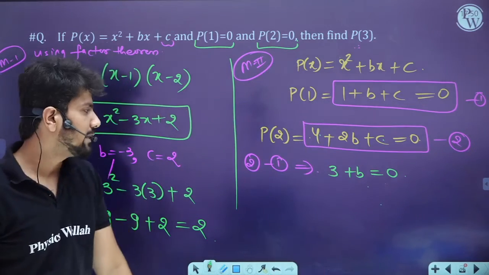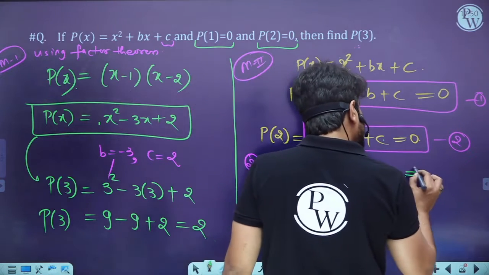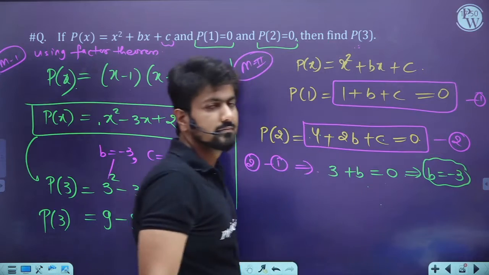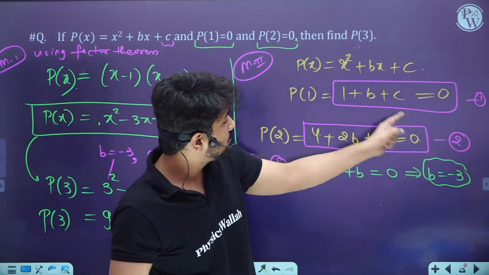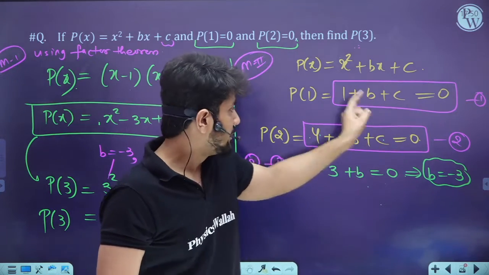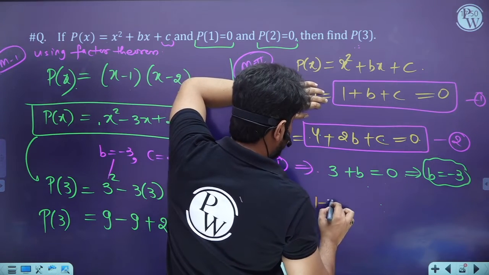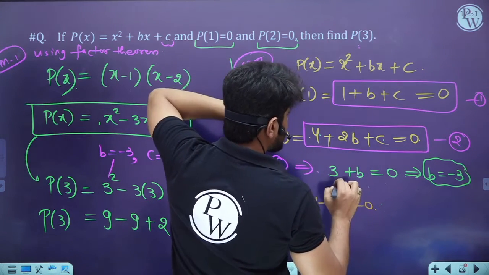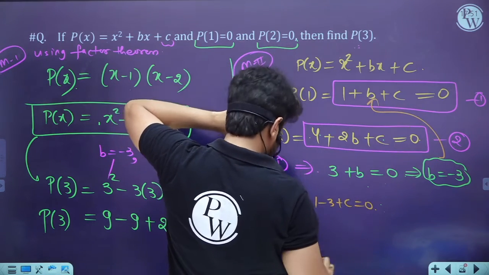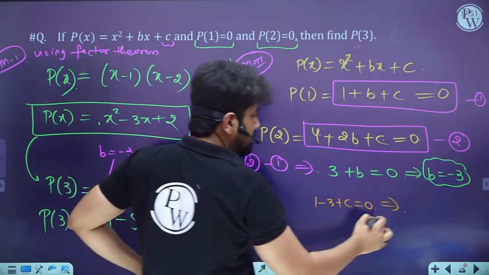Equation 2 minus equation 1, this is what I get. 3 plus b is equal to 0. So what will be the value for b? The value for b is coming out to be minus 3. If I put back the value of b as minus 3 in equation 1, I'll get the value for c. So that will be 1 minus 3 plus c is equal to 0, putting the value for b as minus 3. So I'm getting the value for c as 2.